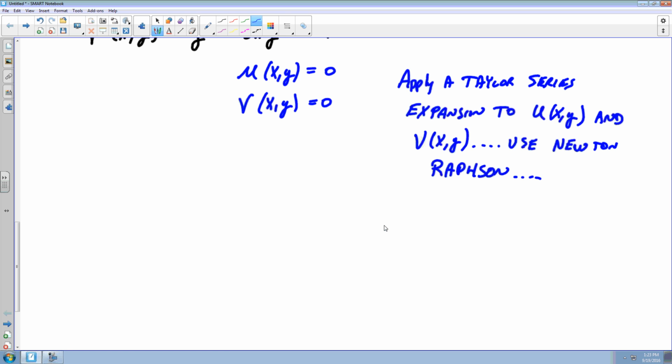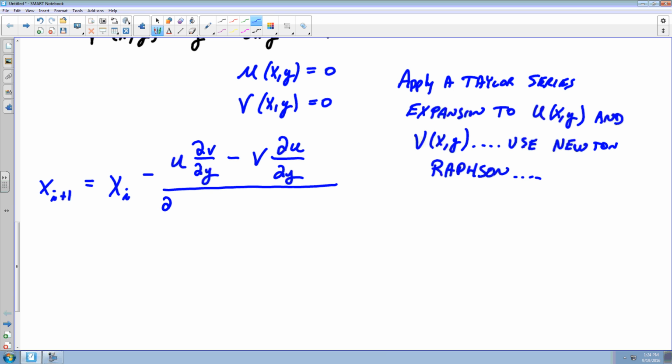All right, here's what we have. This is the first formula. x_{i+1} is equal to x_i minus u times partial v with respect to y minus v times partial u with respect to y, all divided by partial u with respect to x times partial v with respect to y minus partial u with respect to y times partial v with respect to x. Whew. That's the formula.